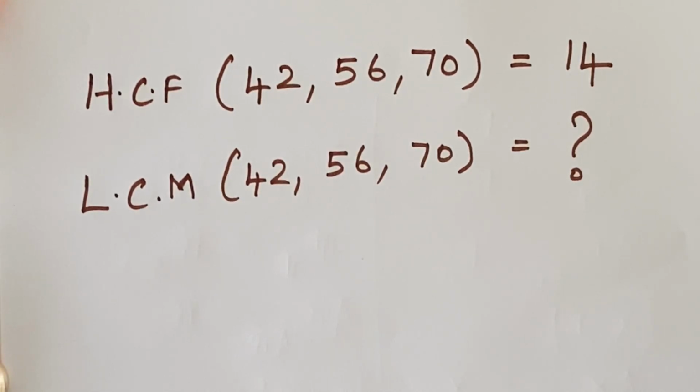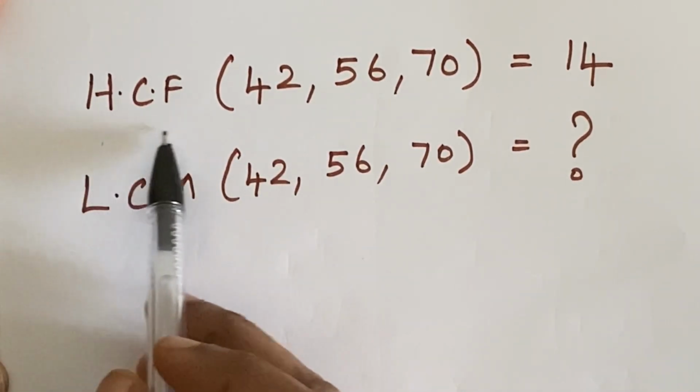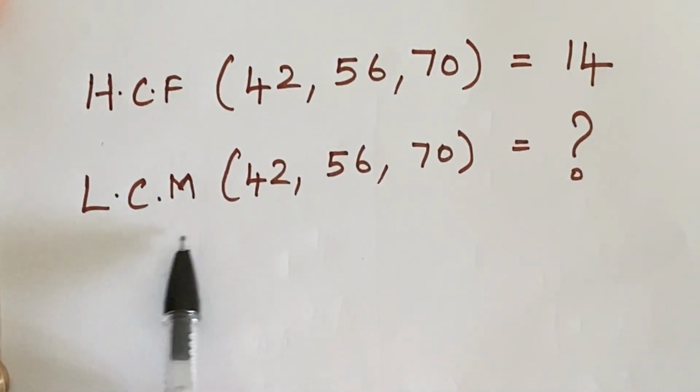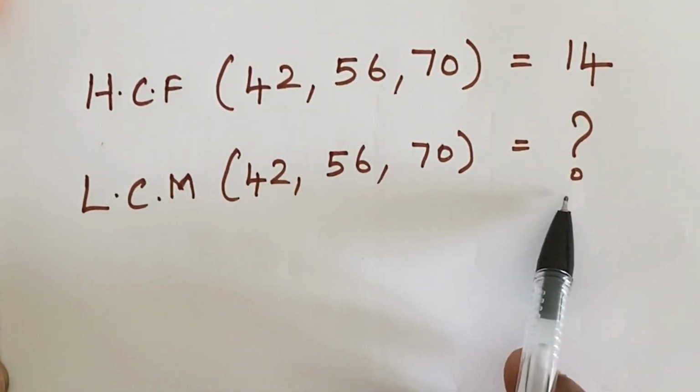Hi, let's solve this nice problem. Given HCF of 42, 56 and 70 equals 14, what is the LCM of 42, 56 and 70?